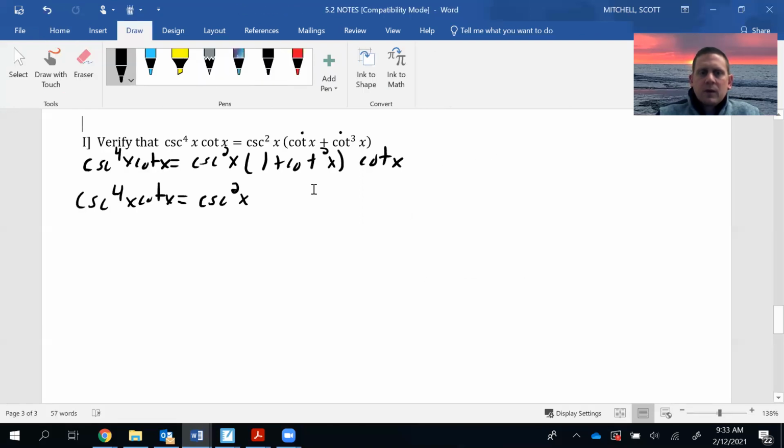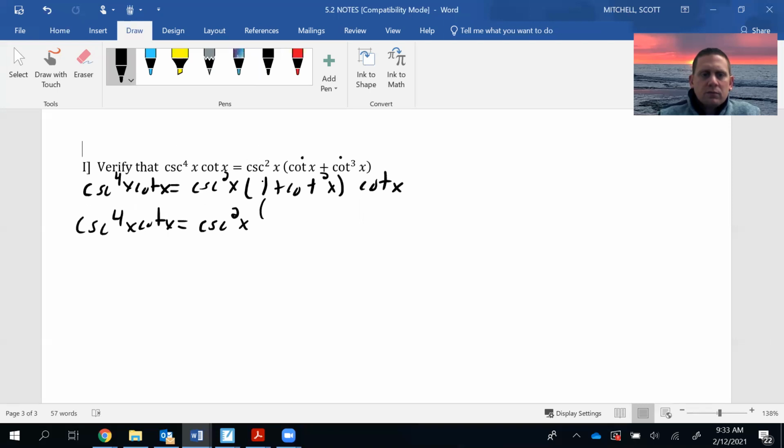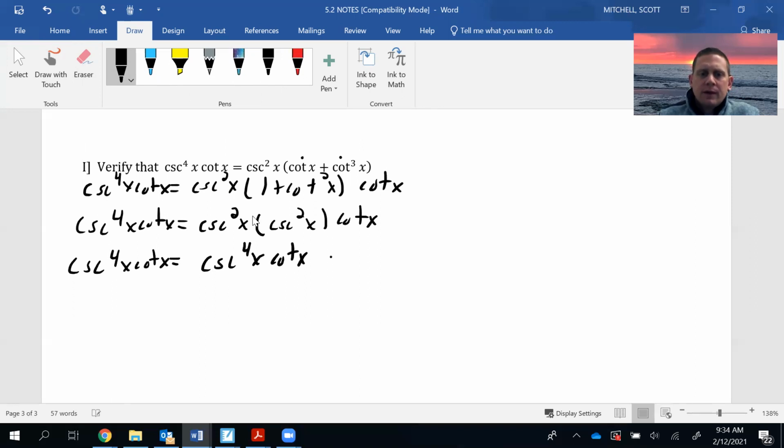This parenthesis, sorry about that, is the cosecant squared of x. And I think we're one step away and we're done. That's the cosecant to the fourth times the cotangent. And that's it. All right.